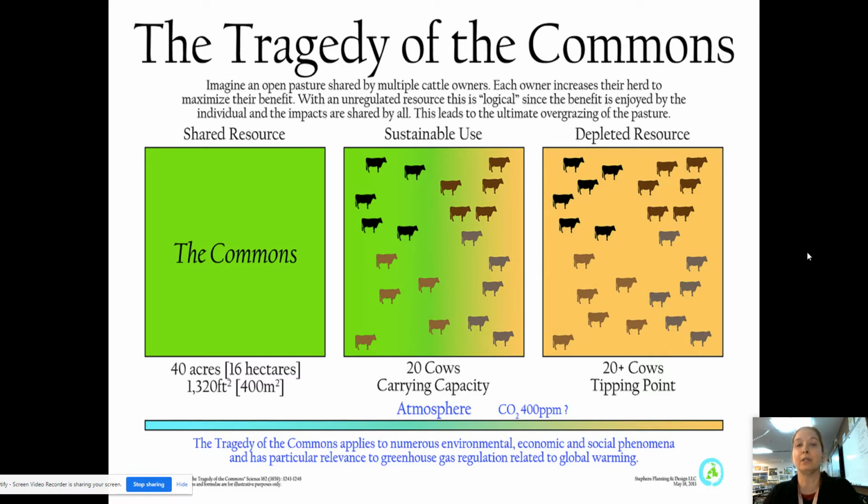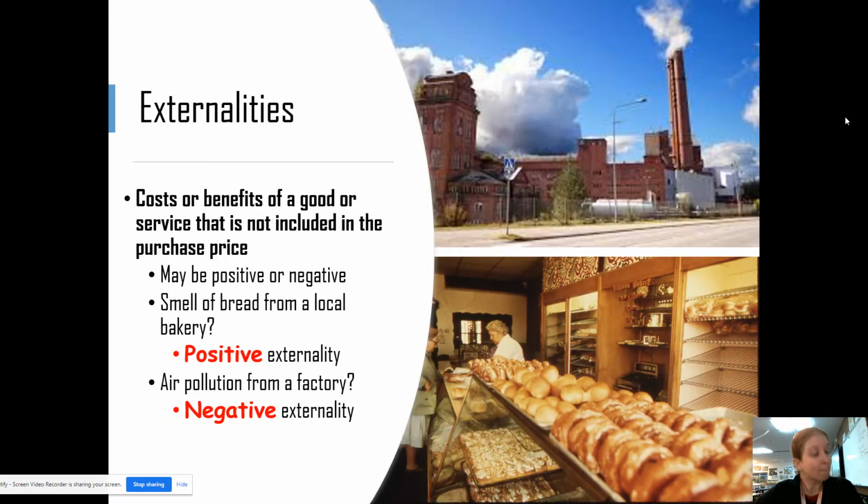So the tragedy of the commons applies to lots of different environmental, economic, and social issues. The main one that we are talking about will be the greenhouse gas regulation related to global warming, because we are all dealing with that. So next thing we're doing is externalities, which is a big, fun, fancy word that just means the cost or benefits of a good or service that is not included in the purchase price. So if you go to a farmer's market, you may notice that things cost more there. They're bringing more of those externalities into the price because they have to, because they're a small business, as opposed to the subsidies and stuff that don't have to be dealt with in the larger things.